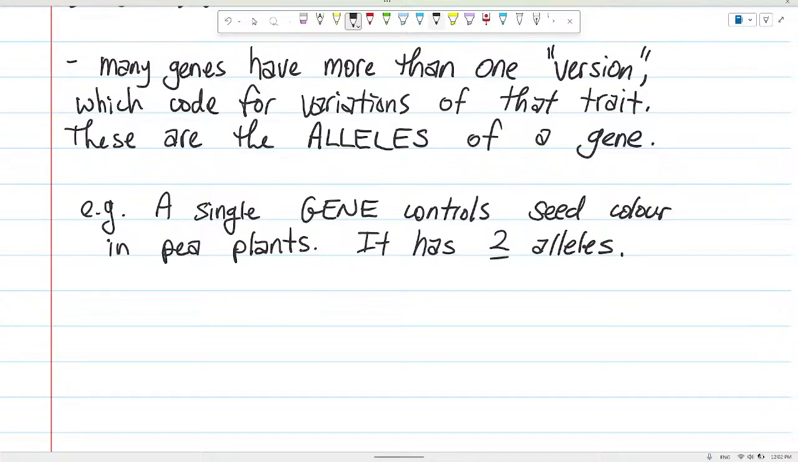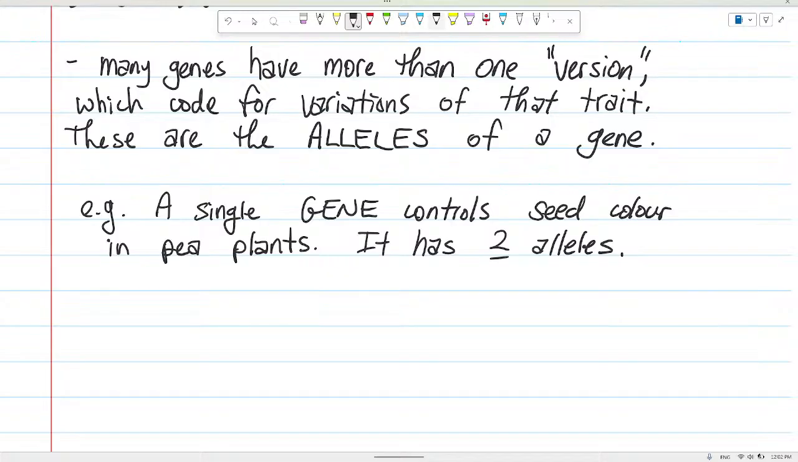All right, so I'll give you a moment to copy that down, but many genes have more than one version, which code for variations of that trait. The example we looked at Friday was that there are two different versions of the height gene in pea plants. One version causes them to be tall, one version causes them to be short, and we say that those are different alleles of the same gene. It means it's in the same spot in the DNA, it contains the same basic information, but there's some variation, there's some change between them, which means that you end up with two different traits.